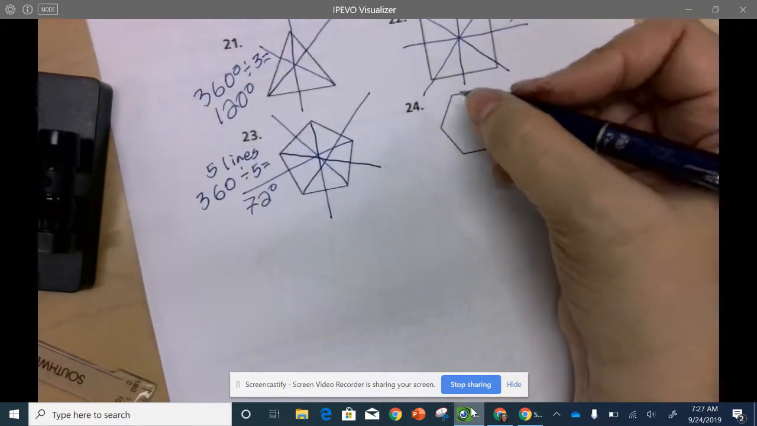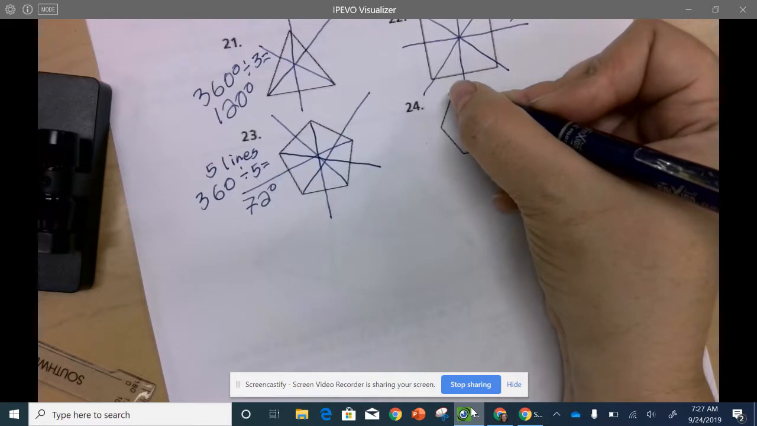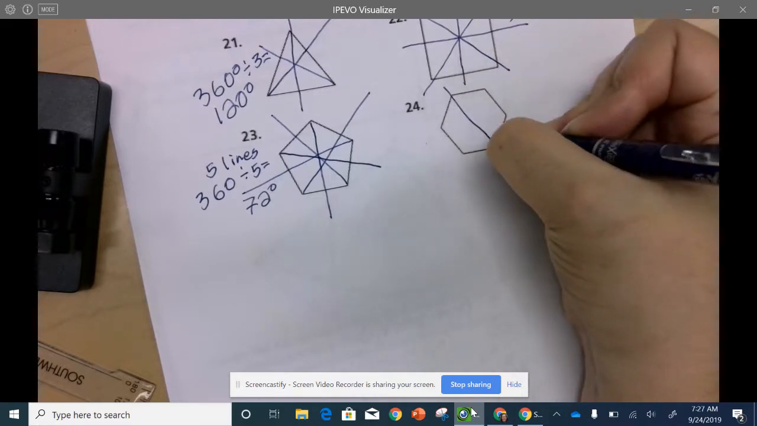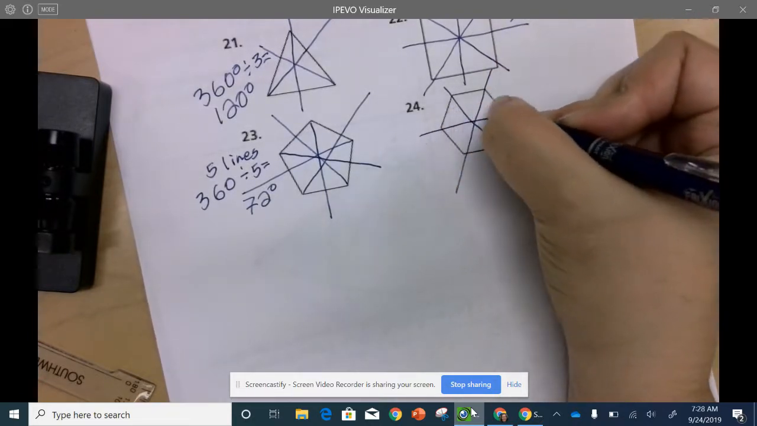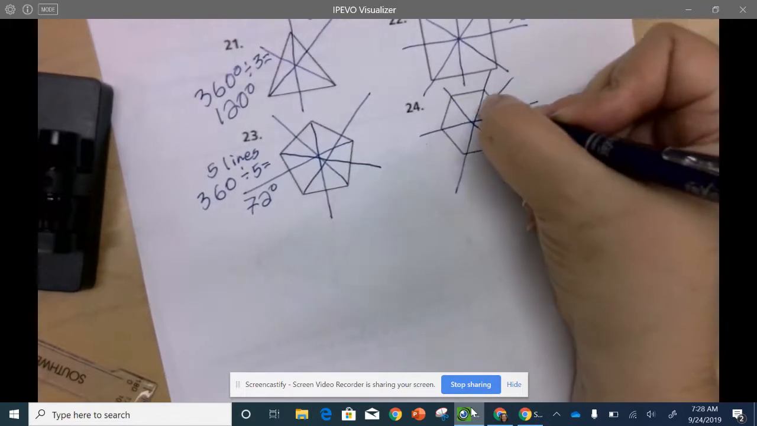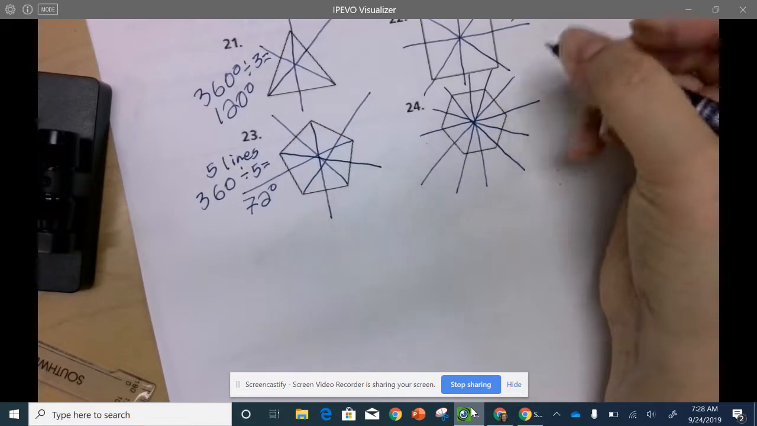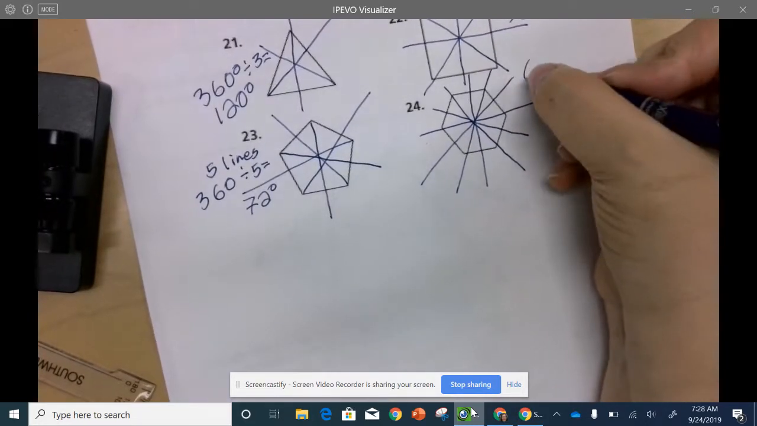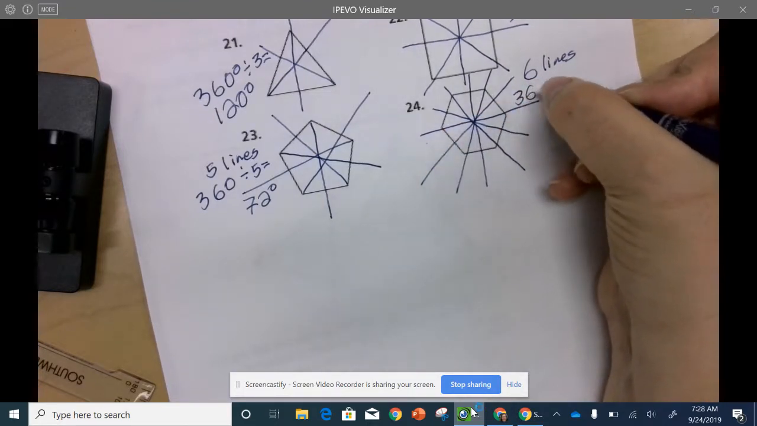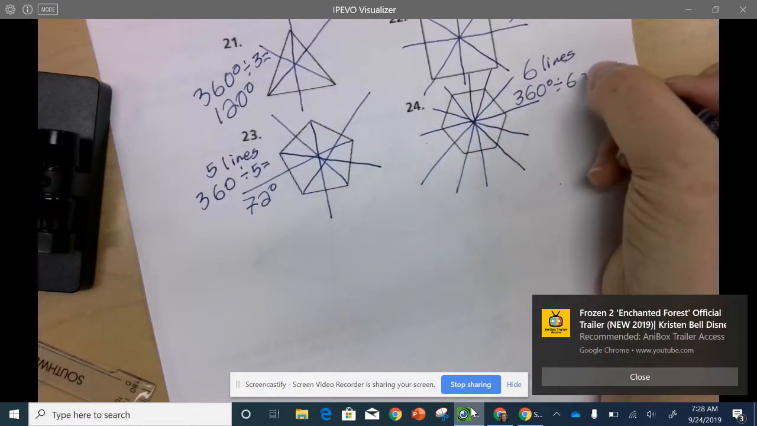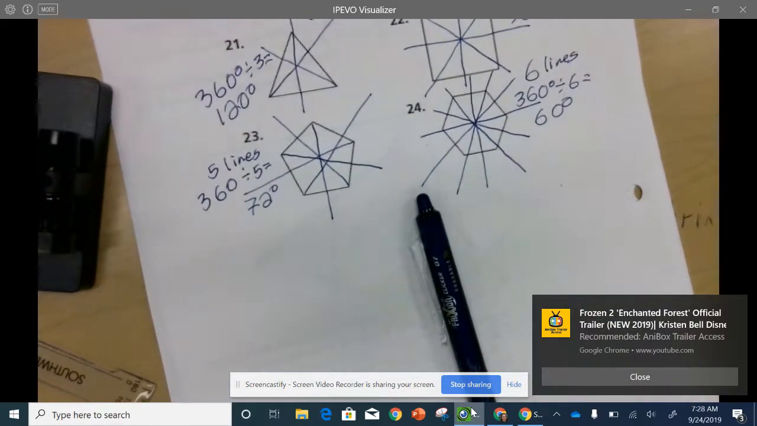Okay, this one, everybody, is going to have 6. So we have 1, 2, 3, 4, 5, 6. So 6 lines. So 360 divided by 6 is 60. All done, everybody. Good luck. You got this.